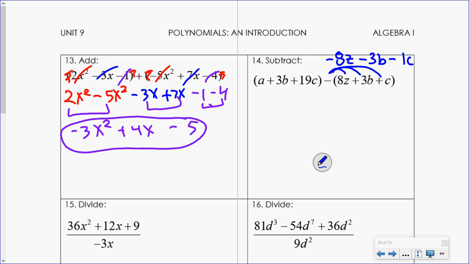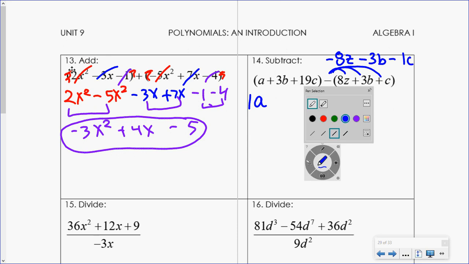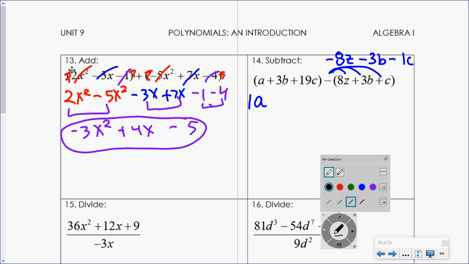So now I'm going to group my like terms. So I have 1a, and I check the second portion. Is there another a? No. So next, positive 3b. So I check the second portion. There's another b, so negative 3b's. Then I check plus 19c minus 1c. So the only thing I haven't taken care of is this negative 8z's. So now I can combine like terms.